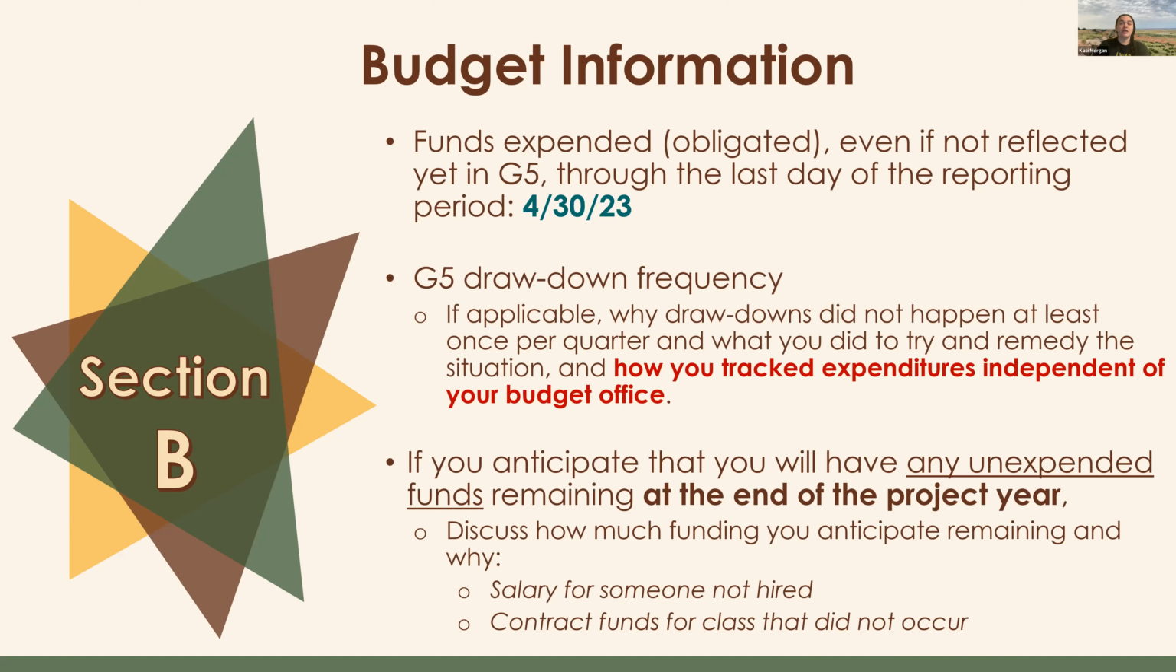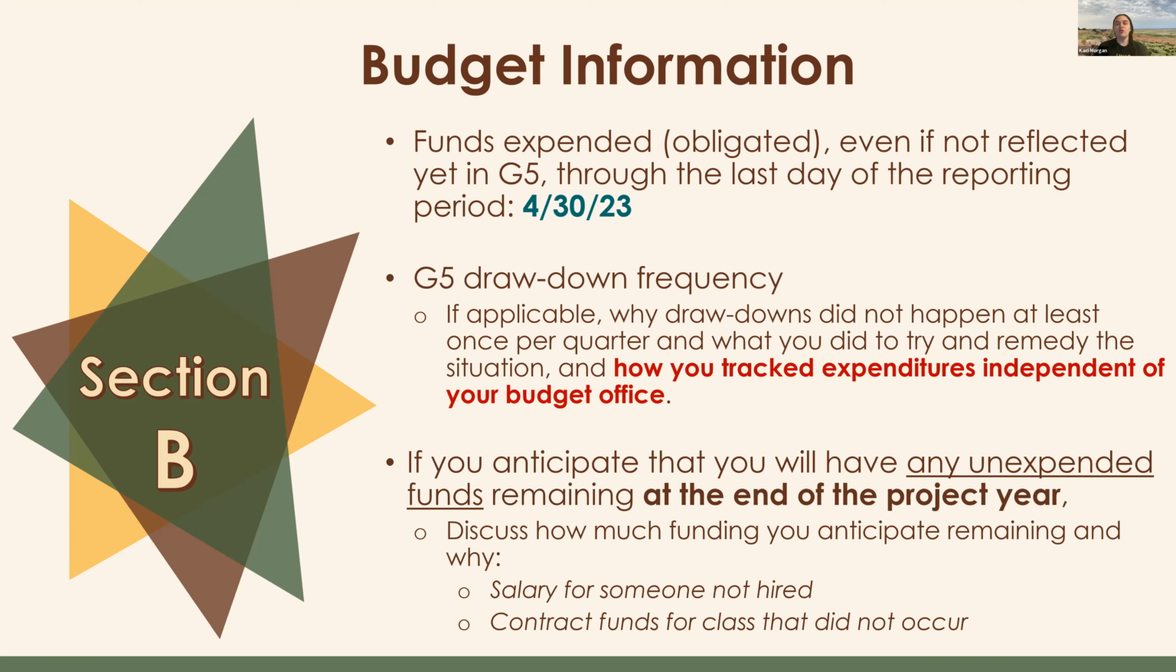You'll want to discuss your G5 drawdown frequency. If it's applicable to you, why did drawdowns not happen at least once per quarter? And what have you done to try and remedy that situation? How are you tracking expenditures independent of your budget office? What are some changes you've been making to ensure that money is being spent? You want to make sure that you include all of that information in that section B.